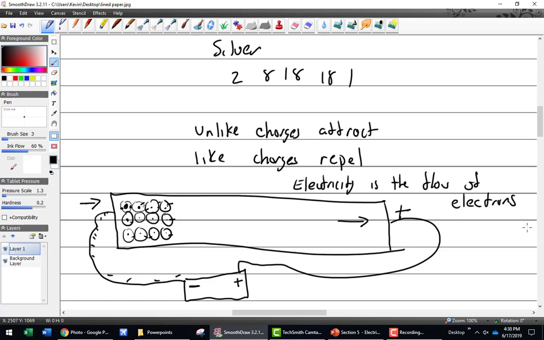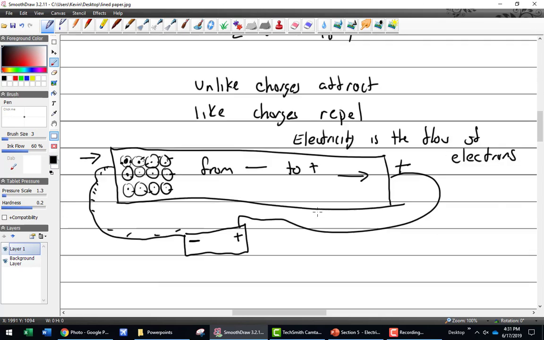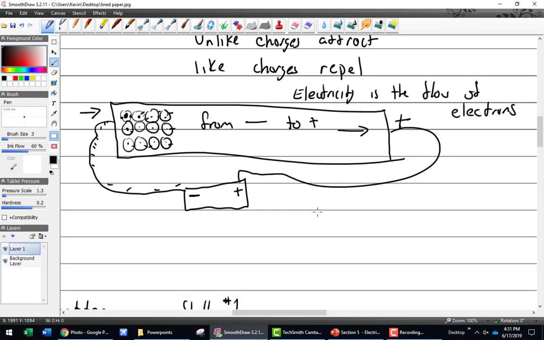Which way are those electrons flowing? Negative to positive. From negative to positive. So electricity is the flow of electrons from negative to positive, and that is called electron theory flow. E-L-E-C-T-R-O-N, theory. Electron flow theory. Yeah, we'll go with flow.